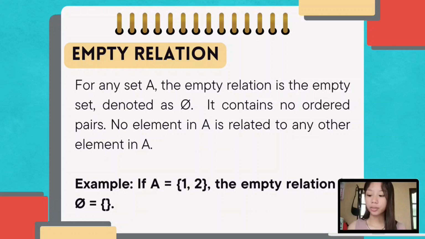Empty relation. For any set A, the empty relation is the empty set. It contains no ordered pairs. No element in A is related to any other element in A. Example, if A contains the elements 1 and 2, then the empty relation is the null set.